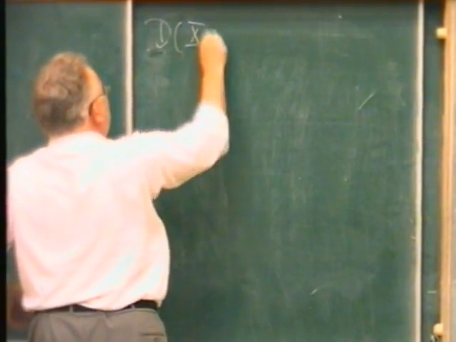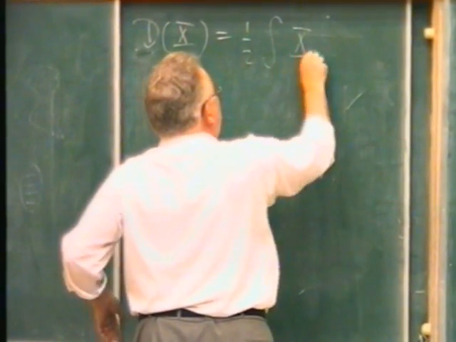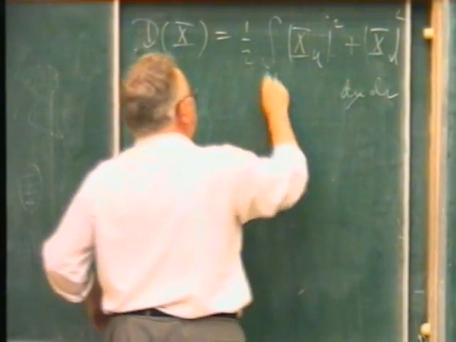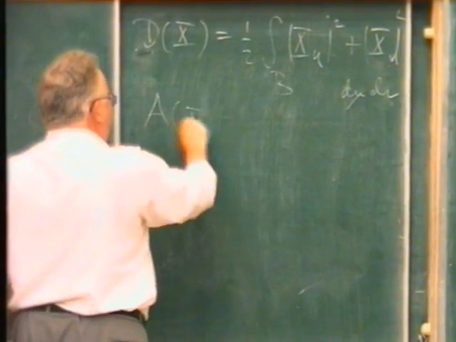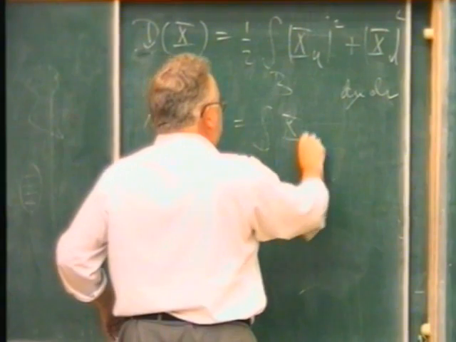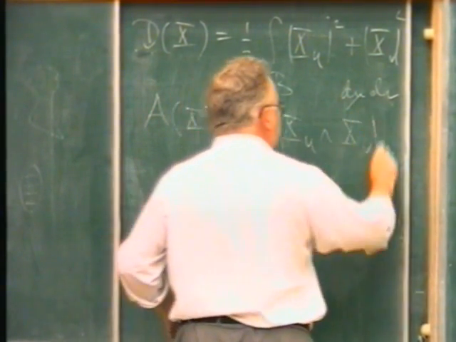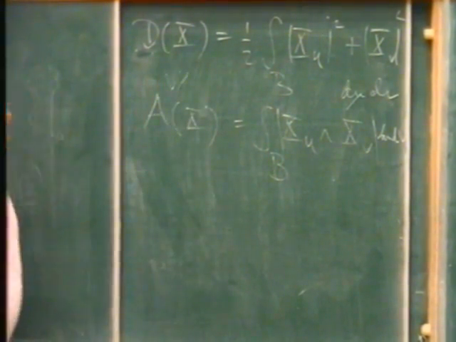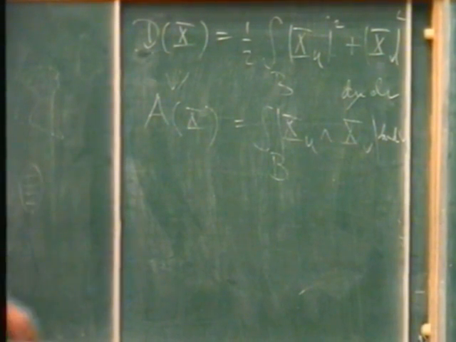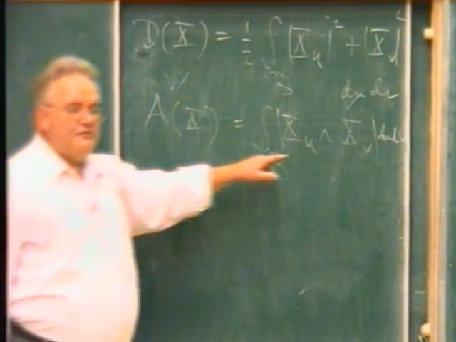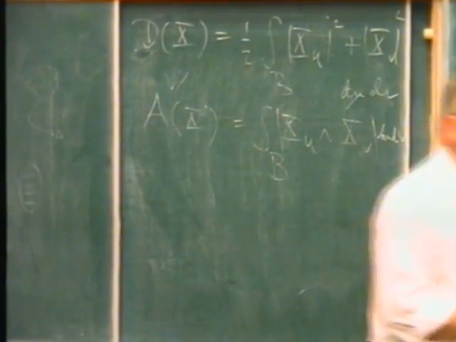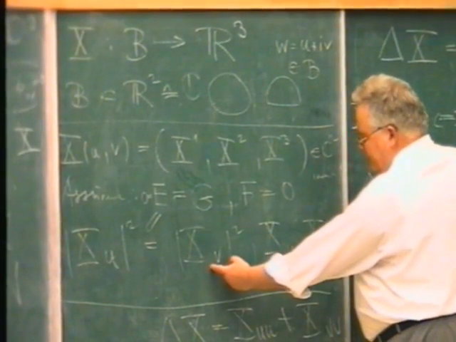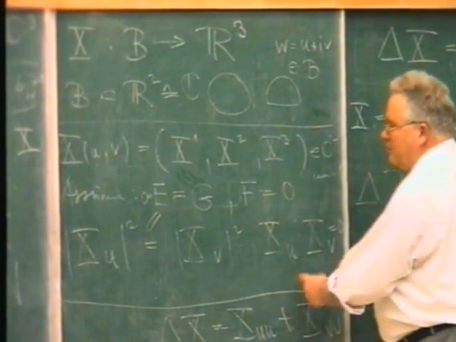You look at Dirichlet's integral, x_u squared plus x_v squared, du dv. You look at the area functional, and by a standard inequality you have always A is less than or equal to Dirichlet's integral, and you have equality if and only if the surface you are considering is almost everywhere conformally parameterized. That means these equations have to be satisfied almost everywhere.